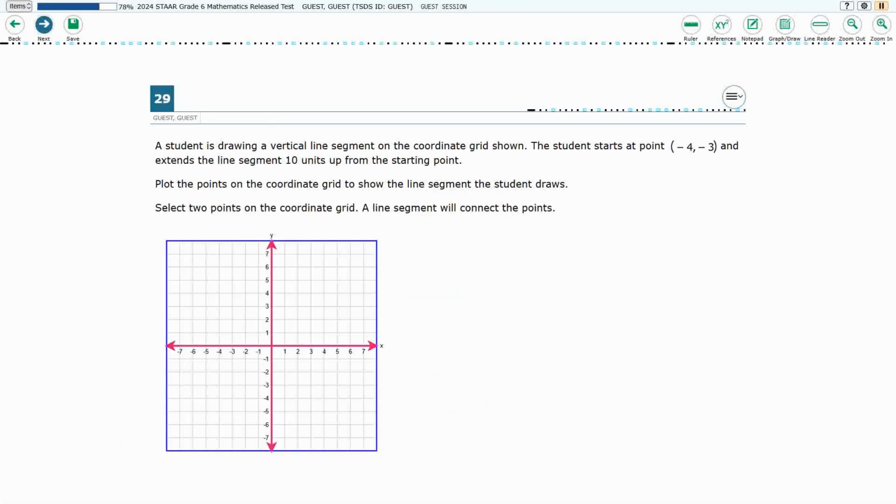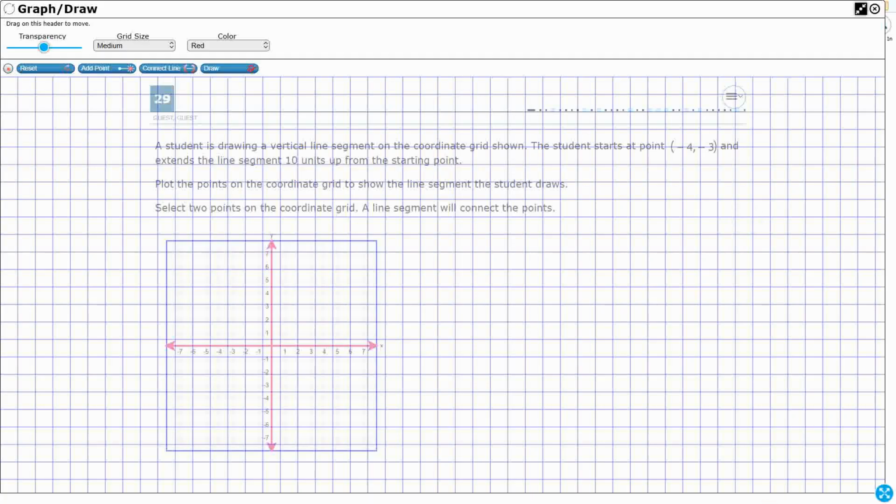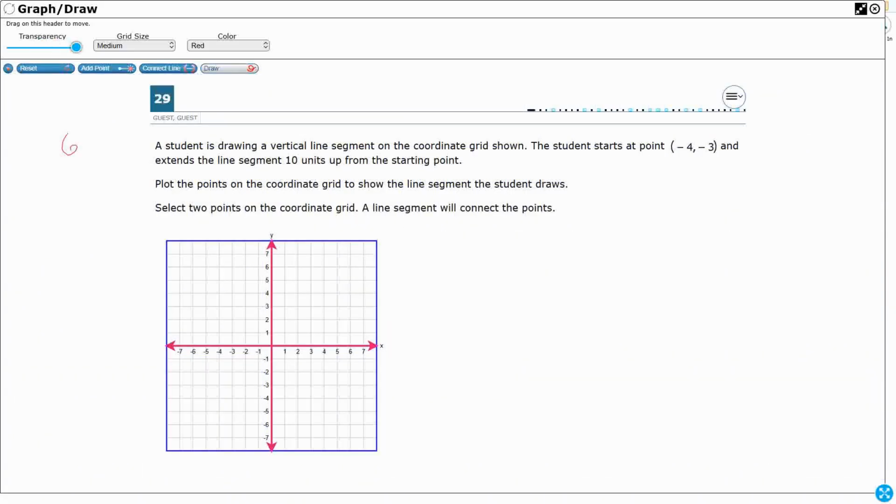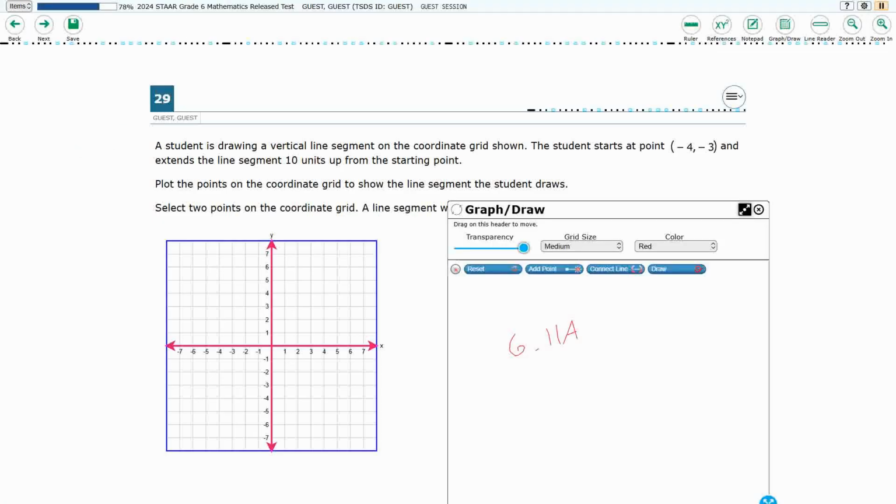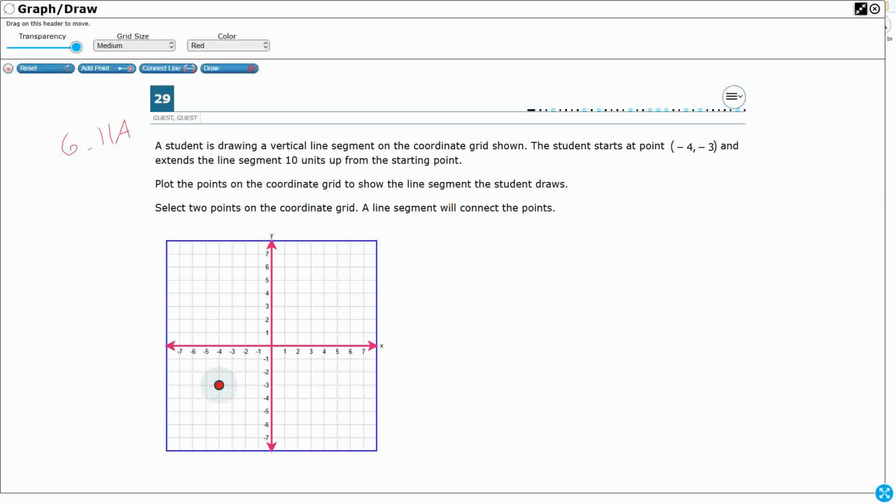So looking at number 29, we're graphing, and this is literally a graphing problem. This is going to be 6.11a, graphing on the coordinate plane. Our answer is going to be a graph here. And so what we need here is we need to start at -4, -3. So let's get that first. -4, -3 is going to be right there. So let's get that on the graph. All right, so that's our first point right there. So you just touch the graph where you want it to be.